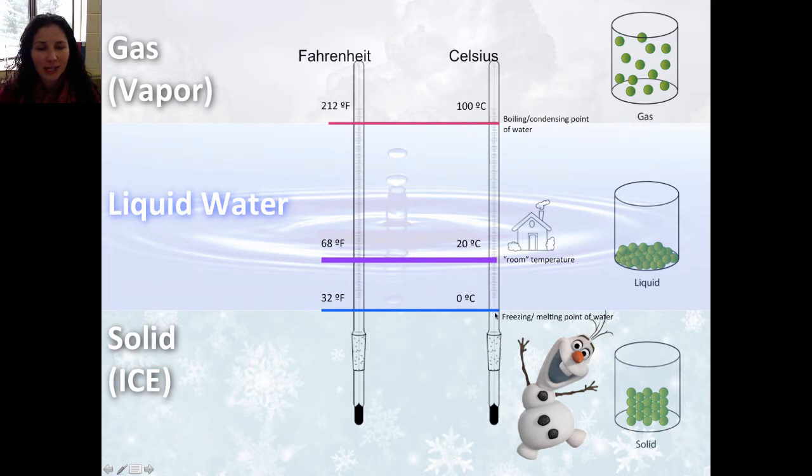This is the point where a liquid substance is in equilibrium with solids. So it's the temperature at which freezing or melting happens. And we'll also talk about the boiling or condensing point of water or other substances.